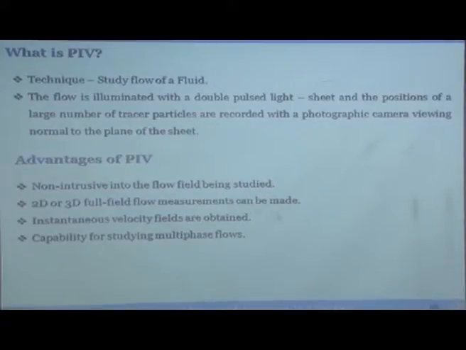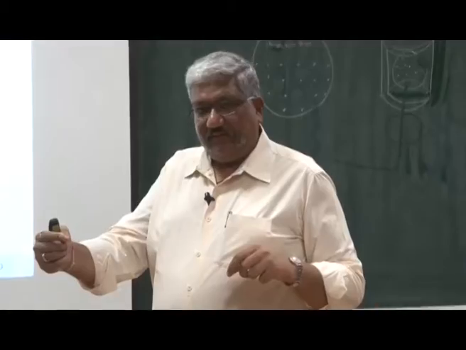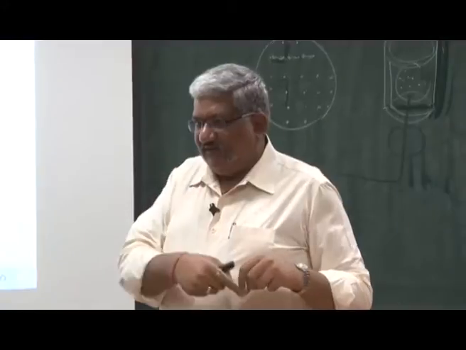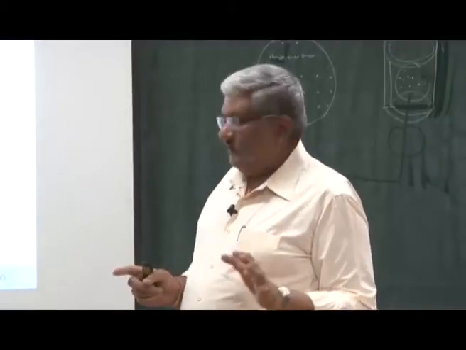But then, since you are moving, you can't do simultaneous measurement all over the place. So, you are doing it here at this point, after 1 minute it will be at another place, after 1 minute there will be another place. Maybe by the time you go there, this velocity will change. So, simultaneous measurement is impossible with a pitot tube.